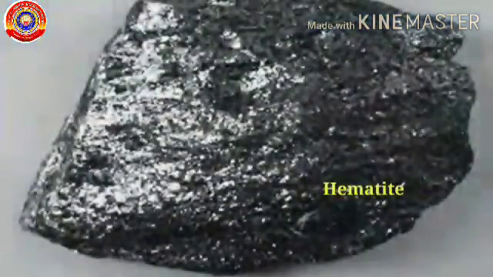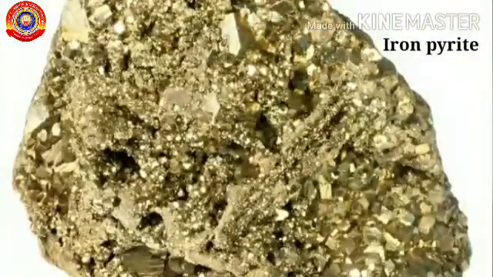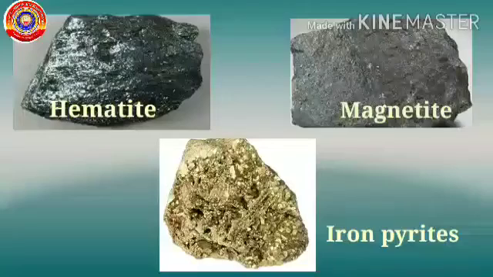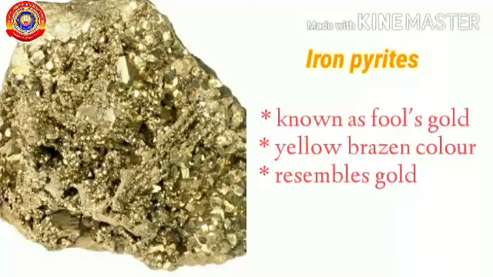You people know that hematite, magnetite and iron pyrites are some of the minerals of iron. From this, which are the ores of iron? Yes, you know hematite and magnetite are the most important ores of iron. But iron is industrially prepared mainly from hematite. In olden days, iron pyrites, one of the minerals of iron, was considered as fool's gold. As it has a yellow brazen color that resembles gold, these iron pyrites were known as fool's gold.